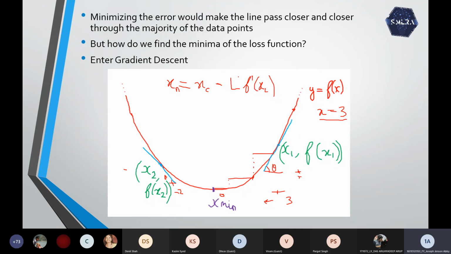So this L is a learning rate. What will happen if the L is too big? You will subtract a very big value from here. You will reach this particular point. You will subtract a big value again and reach this particular point. You will never reach the minima. It will keep on bouncing here and there.